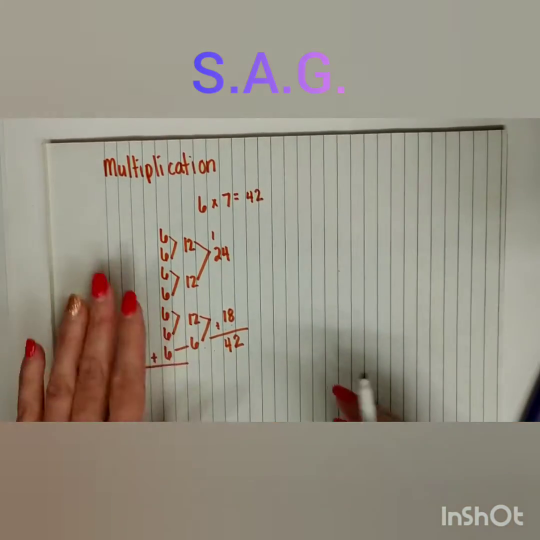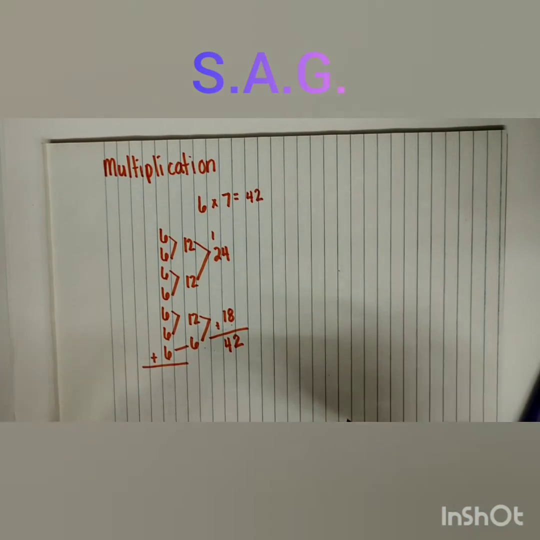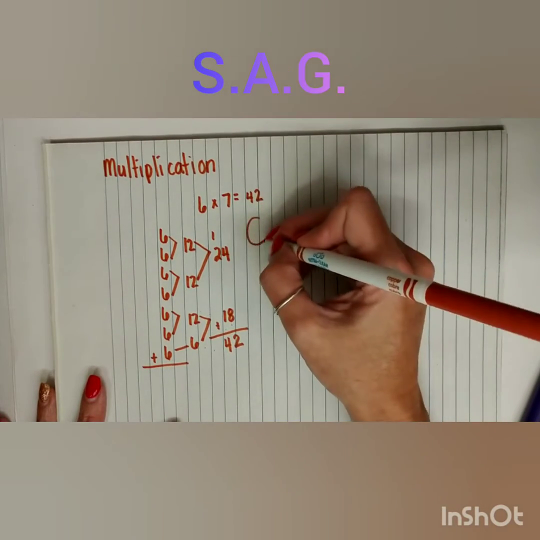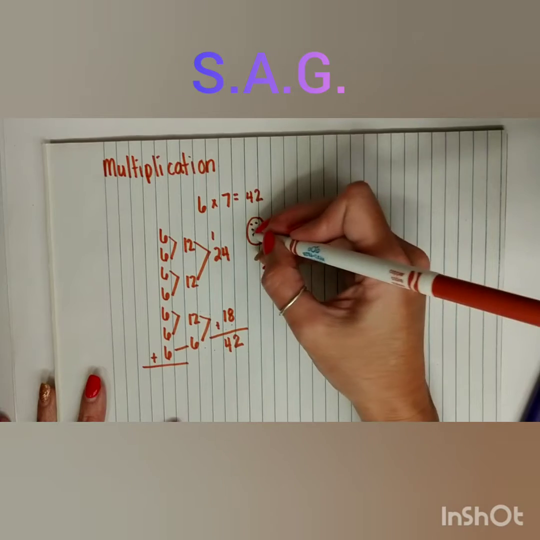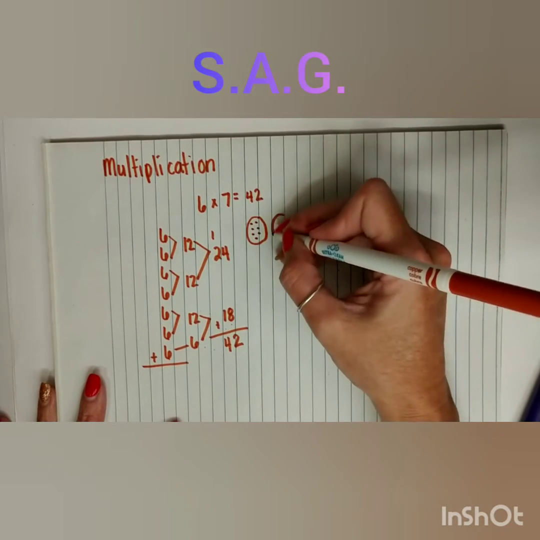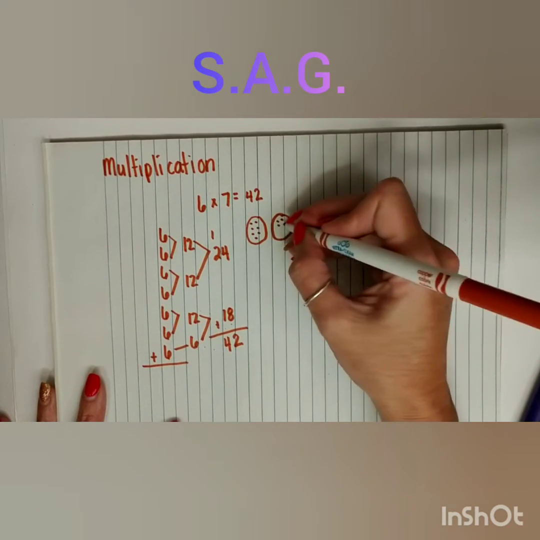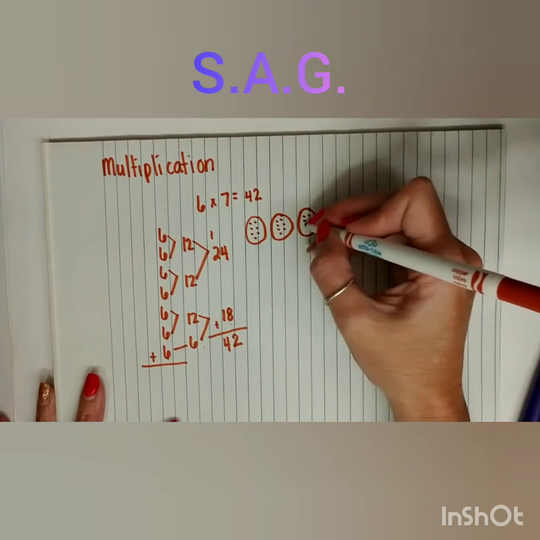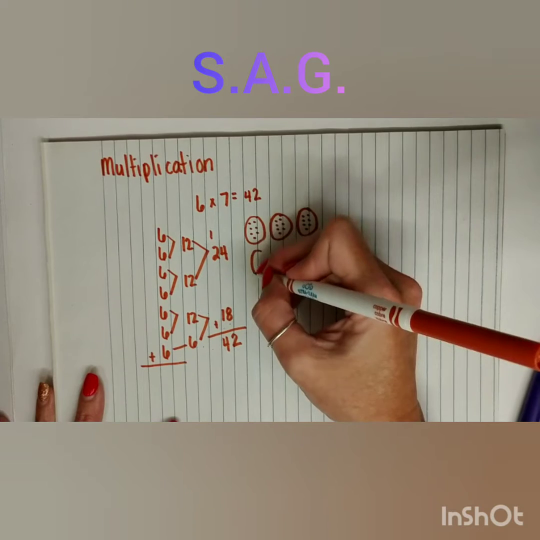All right, so I can use repeated addition. I can make 6 groups of 7 and count them. 1, 2, 3, 4, 5, 6, 7.